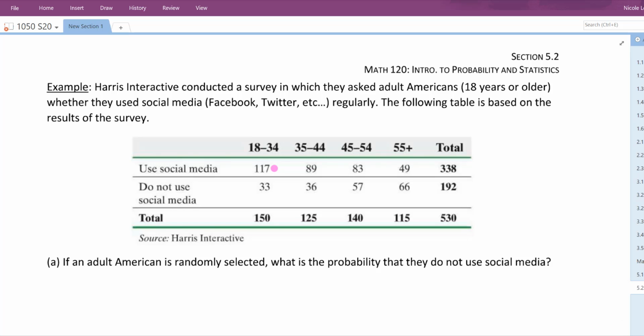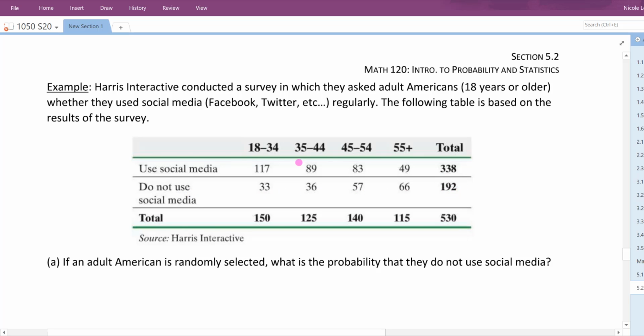How you would read this table: everybody in this first row, these are all the people who use social media. And in this table, they are giving us the totals, which is nice. We'll make use of that most of the time. So you have 338 people total who use social media. And then here are all the people who do not use social media, and you have 192 of those people.